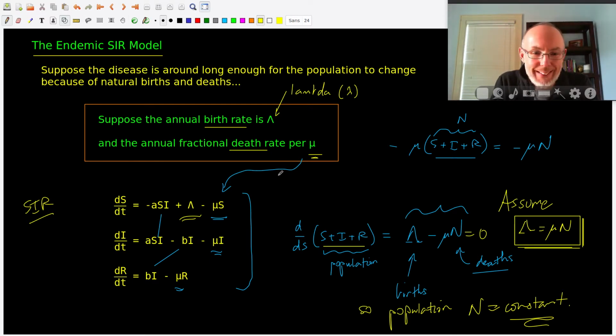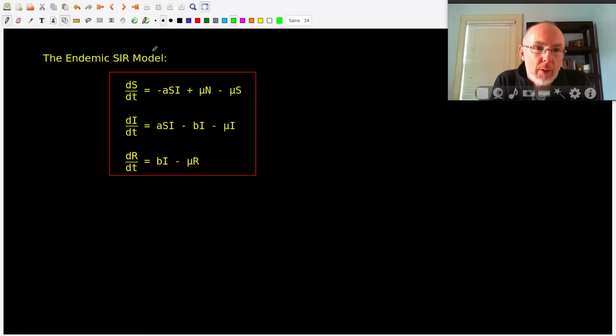So let's put that together in the final endemic SIR model. And here's the final model, where I've replaced that capital lambda with mu times N, and everything else is the same. So we have people getting sick, becoming infected, then they're recovered, and then this last term in each equation represents a natural death rate, and this term represents births.